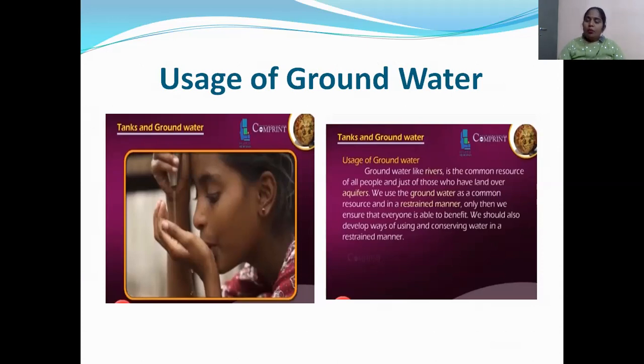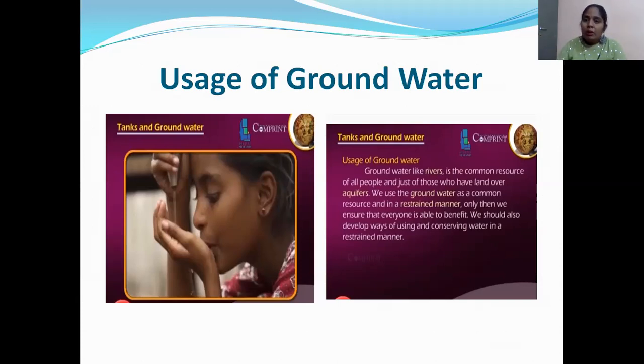What is the source of drinking water for us, children? Generally aquifers. We use the groundwater as a common resource and in a restrained manner. Yes or no, children? When you construct a building, we use the groundwater; we dig the wells and everything, isn't it? Only then do we ensure that everyone is able to benefit. We should not dig bores frequently. If you feel it is mandatory and benefits in multiple ways, only then should we do it. We also develop ways of using and conserving water in a restrained manner.